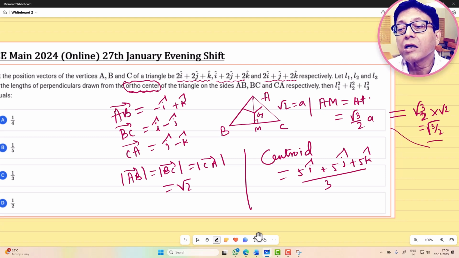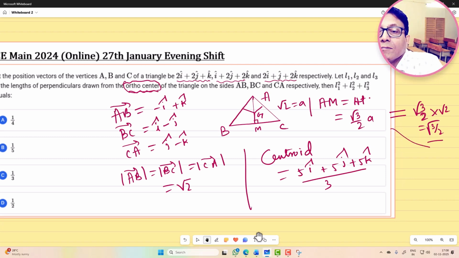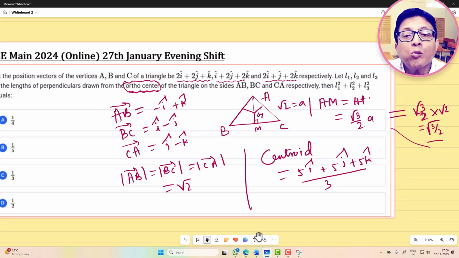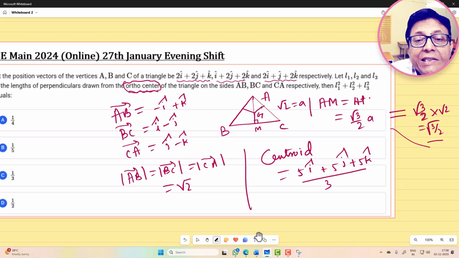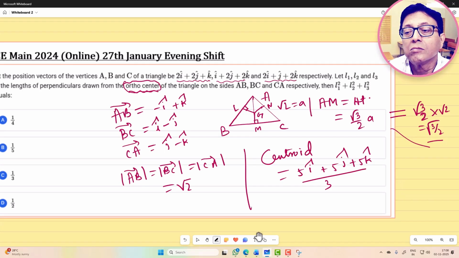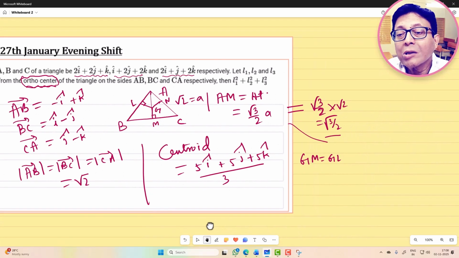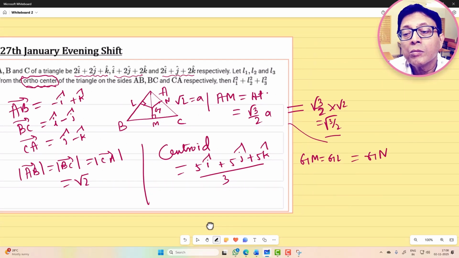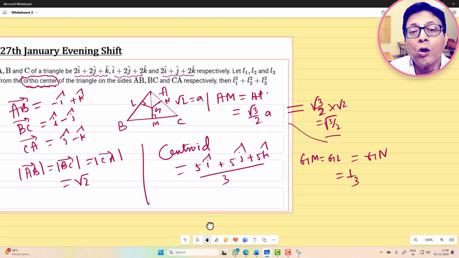So this is under √3/2 height. Now tell me what is GL, the length of the perpendicular on AB, GM and GN. They are all equal because in an equilateral triangle the orthocenter and circumcenter coincide. So all three, GM, GL or GN, are just going to be equal to 1/3 of the height.